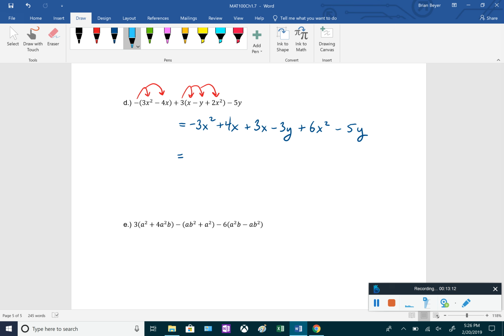Okay, so once you have everything expanded out like this, locate your like terms. We have an x squared term here, x squared term here. Negative 3x squared plus 6x squared. Negative 3 plus 6 is 3. So that's going to be 3x squared. Next, we have an x term. We have 4x plus 3x. That's going to be plus 7x. And then we have negative 3y minus 5y. So negative 3 minus 5 is negative 8, so negative 8y. So 3x squared plus 7x minus 8y.